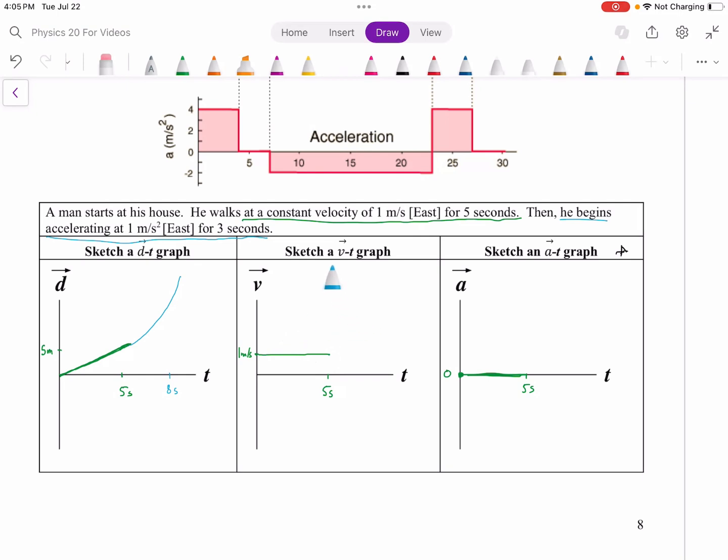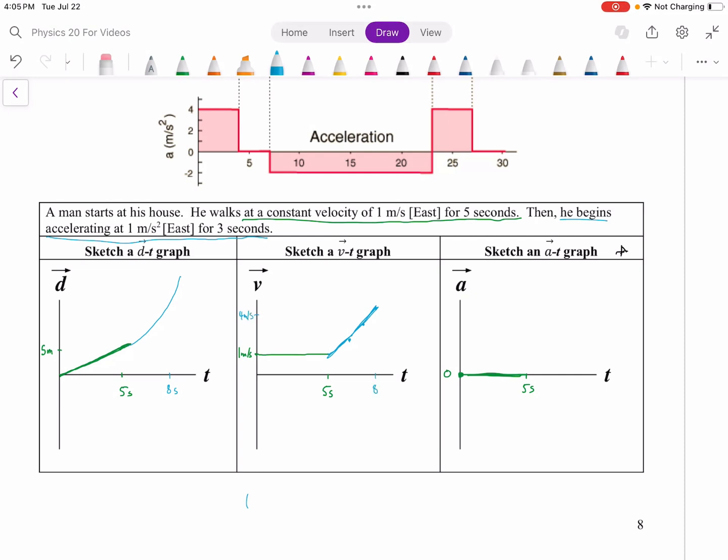Now for the velocity time graph, if he's accelerating at 1 meter per second squared east for the next 3 seconds, well, what does that mean? He's already moving 1 meter per second to the east. Now his velocity is changing by 1 meter per second to the east for each second, right? That's what an acceleration of 1 meter per second squared means. So at 6 seconds, he'll now be going 2 meters per second to the east. At 7, 3 meters per second to the east. And finally, after 8 seconds, he'll be going 4 meters per second to the east, right?